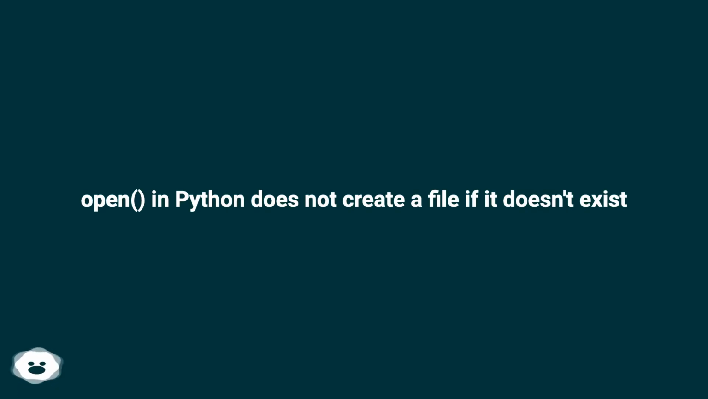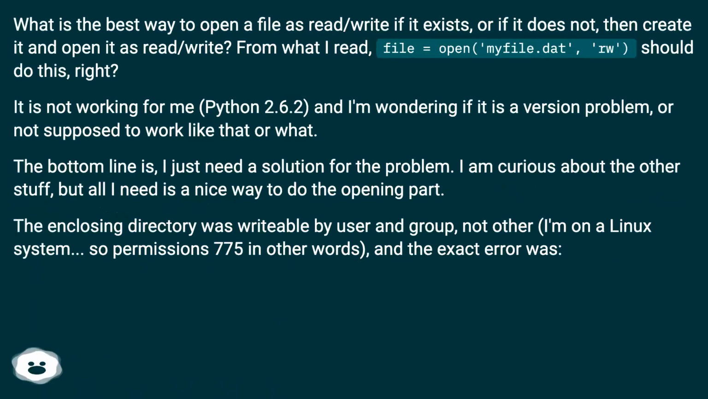Open in Python does not create a file if it doesn't exist. What is the best way to open a file as read/write if it exists, or if it does not, then create it and open it as read/write? From what I read, file = open("myfile.dat", "rw") should do this, right? It is not working for me, Python 2.6.2, and I'm wondering if it is a version problem, or not supposed to work like that or what.